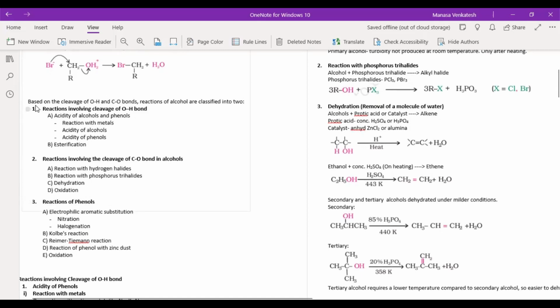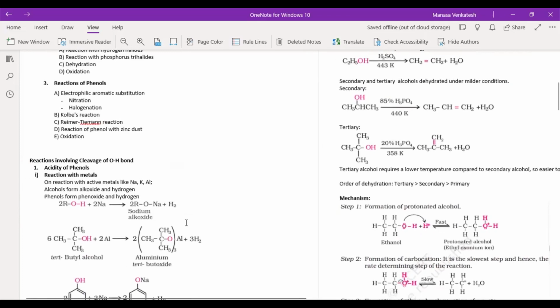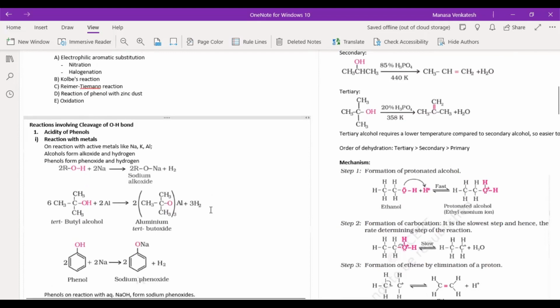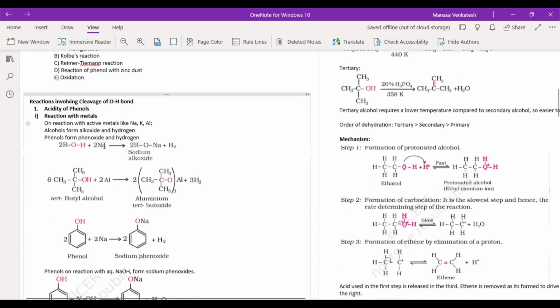And as always, I've written down all of these as a separate section so that you can go through it and recall it as and when you read these. So let's start with the reactions involving cleavage of OH bonds. So acidity of phenols, or rather, I think it's supposed to be acidity of alcohols and phenols.